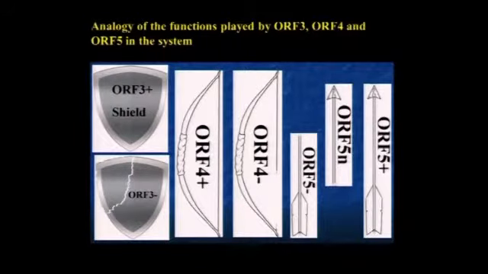So this is the drawing from a student. So ORF5 is the arrow, and ORF4 is a bow. So ORF5 together with ORF4 kills the gamete. But ORF3 provides the shield. So with a good shield, the gamete is protected from killing. And with a broken shield, the gamete is killed. So that is a system.